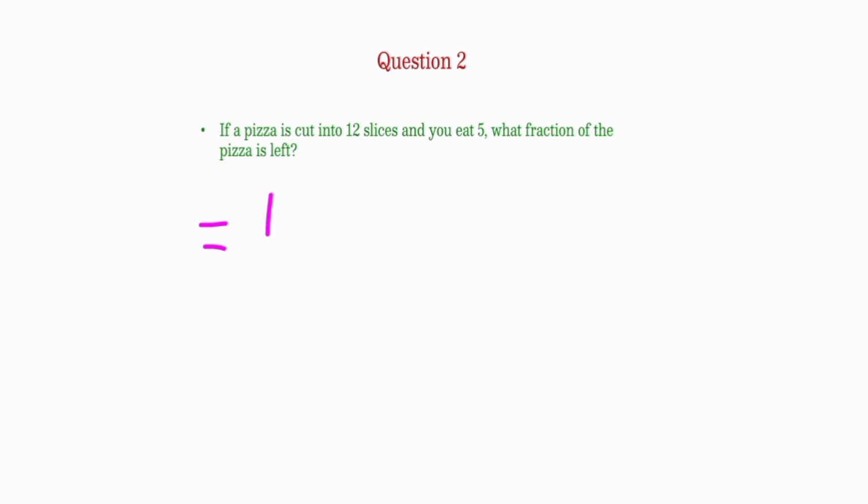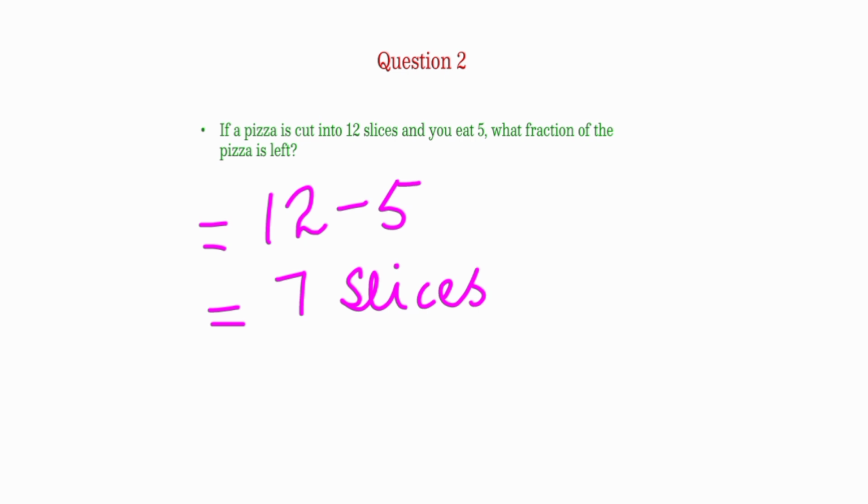So you are left with only 12 take away 5. That means you are left with only 7 slices. So the answer is 7 over 12, because you are left with only 7 slices out of the total slices, which were 12 initially, and then you ate 5.